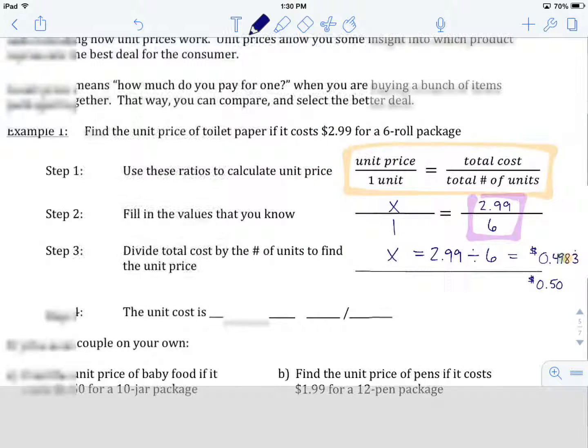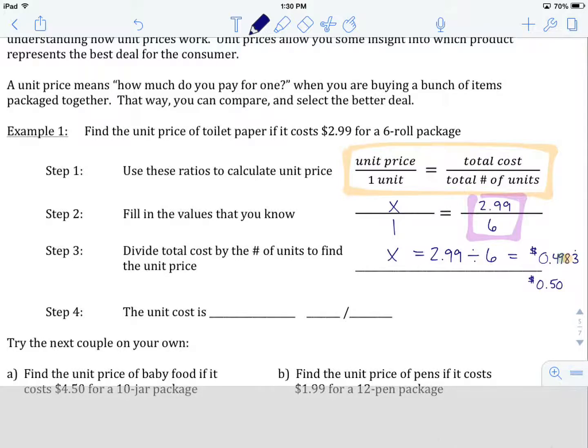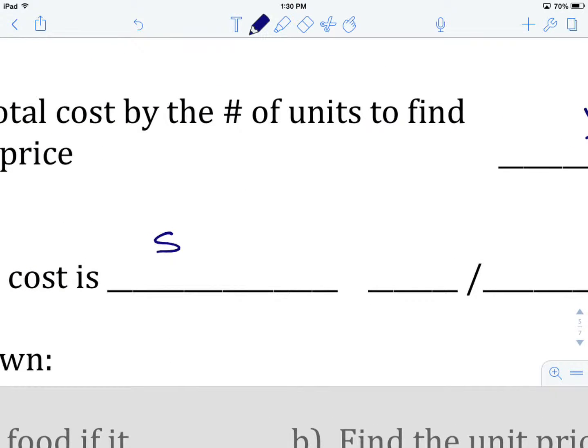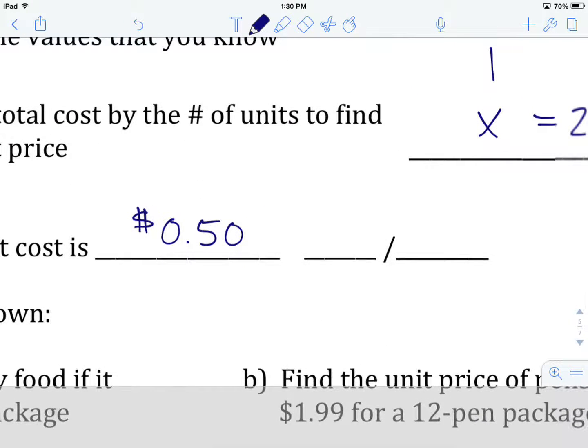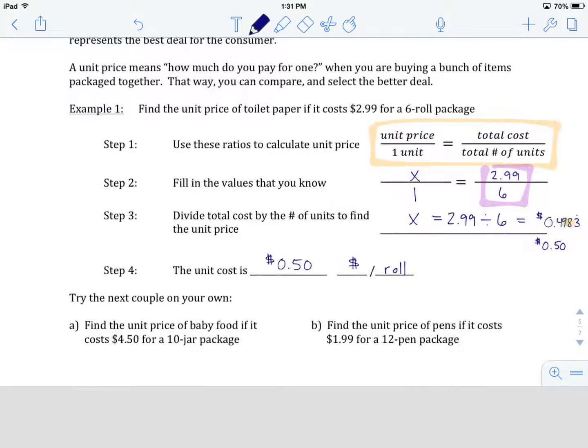Now we're going to write this out. So the unit cost is, I'll write down the numeric value, 0.50 or 50 cents, which is our cost per roll. So that's going to be dollars per roll. And that's how we figure this out.